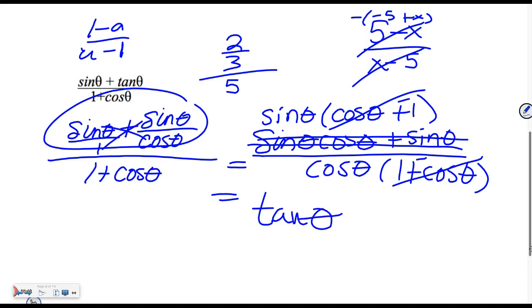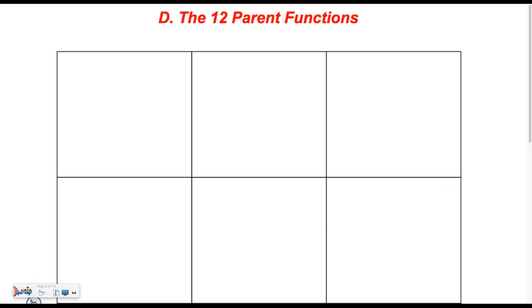So that's it on complex fractions. One other thing that you won't have homework on, because you should already know it, it's just in case. I'll test you on it, though. I'm going to give you 12 parent functions, and you're going to match them to the function. So let's create it. When you're done, I'll pass out the worksheet.